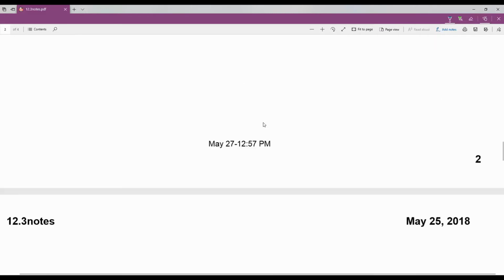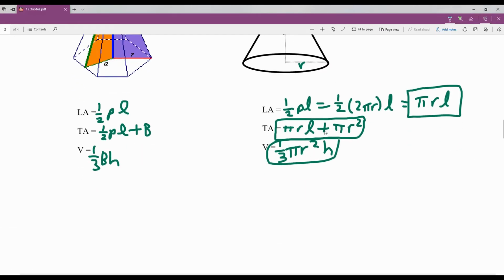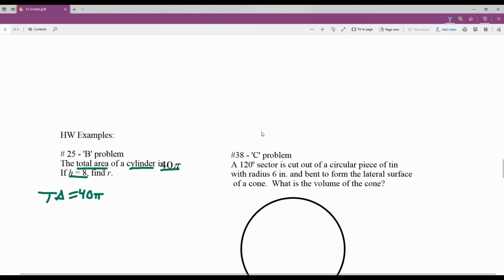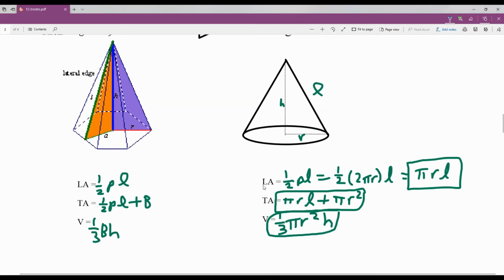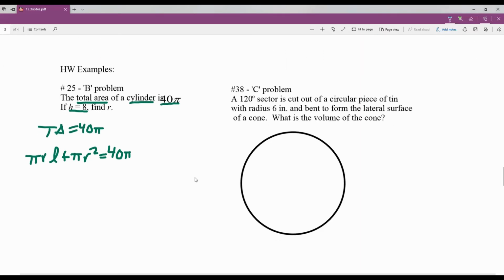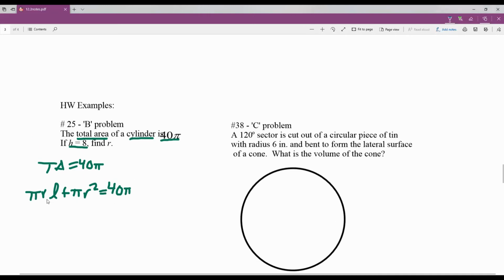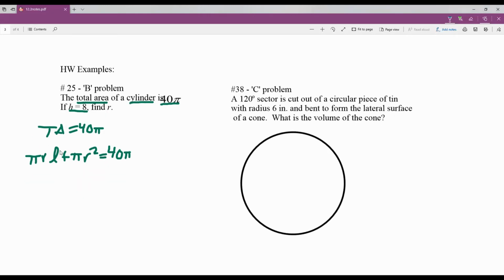So let's go back up. Total area of a cylinder was equal to pi rl plus pi r squared. So instead of writing total area, I'm going to write pi rl plus pi r squared is equal to 40 pi. So I replace total area with the formula for total area. So we run into a little bit of a snafu here. We have an equation here, but we have two variables. We have the radius and the slant height as our two variables.